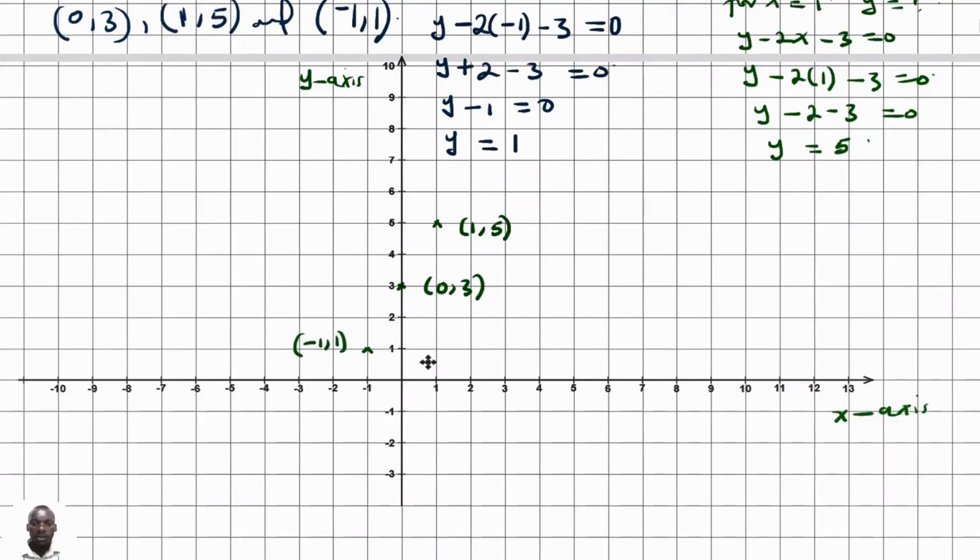Then from here we are going to join using a straight line. Let me use a red line. We join a straight line passing through these 3 points. We can even extrapolate. So this becomes our line, and let us label it. This line is y minus 2x minus 3 equals 0. So that is for Roman numeral 1.